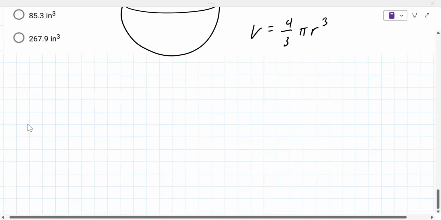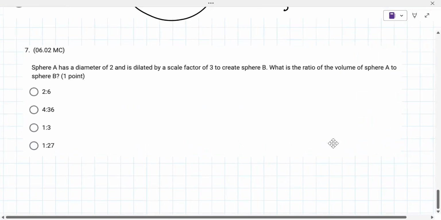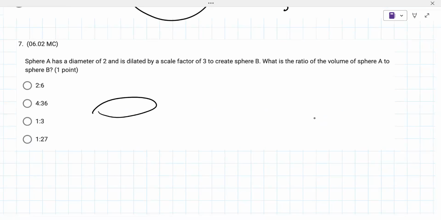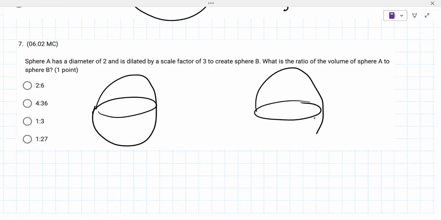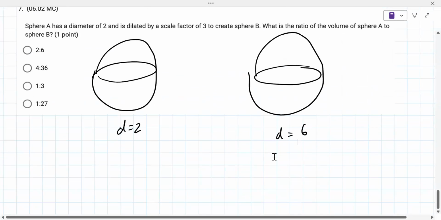Okay, the sphere has a diameter of 2 and is dilated by a scale factor of 3. What is the ratio of the volume? So two ways to do this. The first is to actually draw the two spheres. The first one has a diameter of 2, and the second one has a diameter of 6. The reason we know that is 2 times 3 gets you to 6.